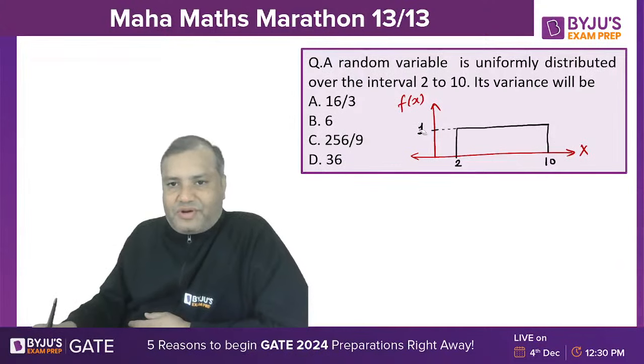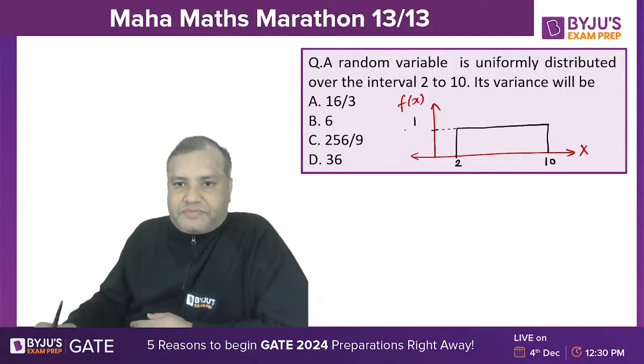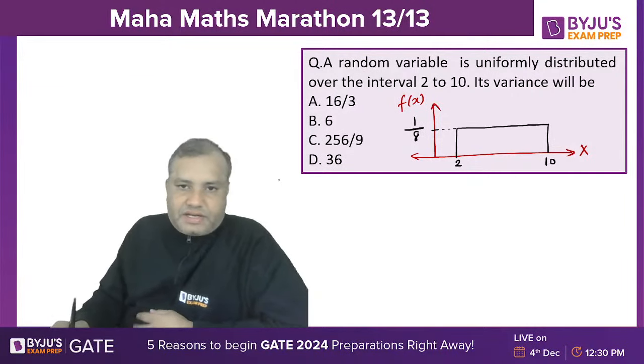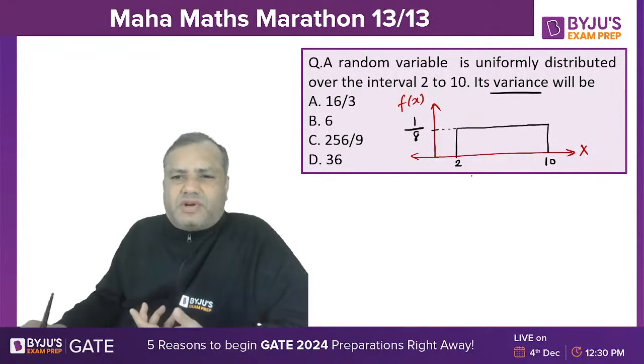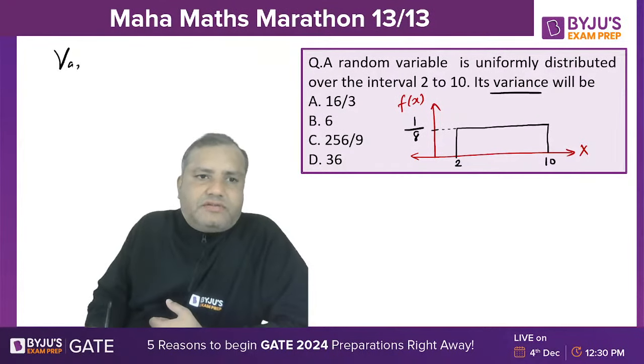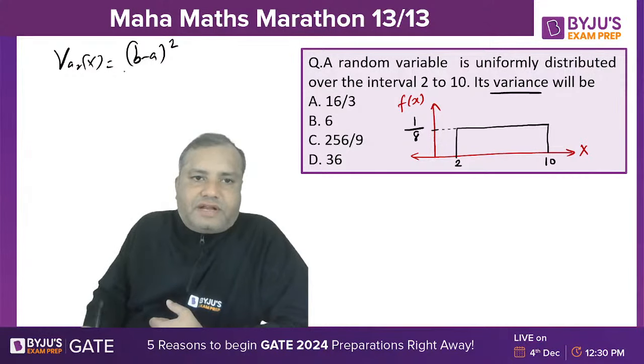Acha, not 1. It's 1 upon b minus a. So 1 upon 10 minus 2, that is 8. Correct? Now what we want? Acha, we just wanted variance. No need to draw this graph even. Variance is very simple: b minus a whole square by 12. That's it.